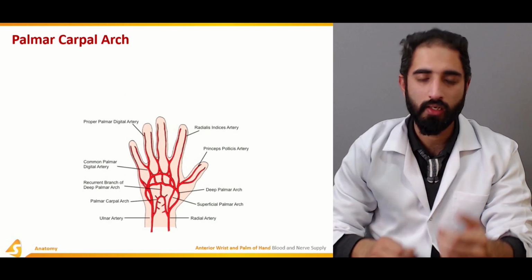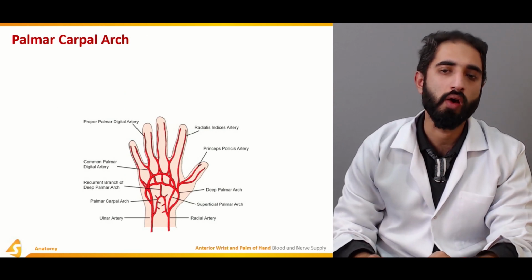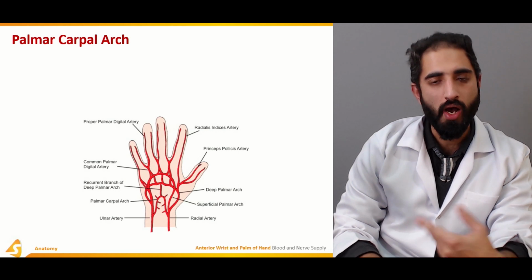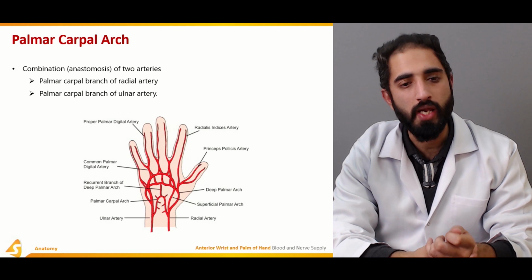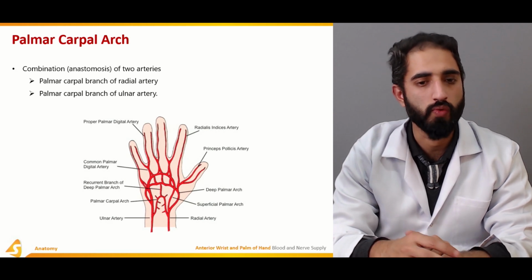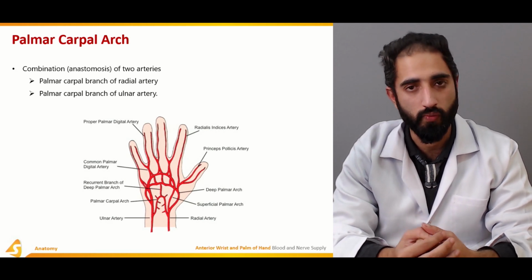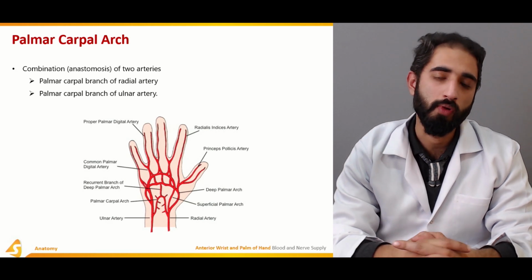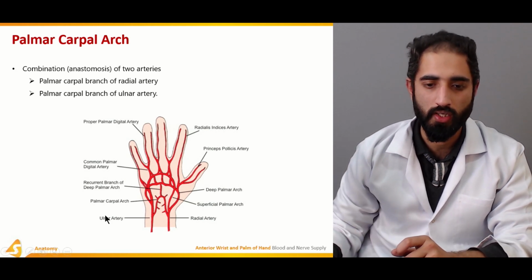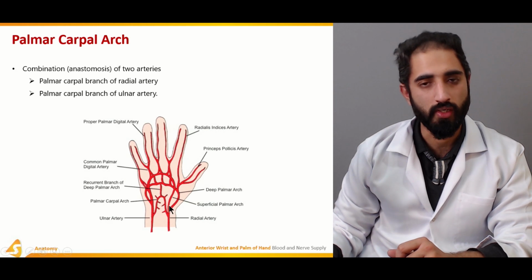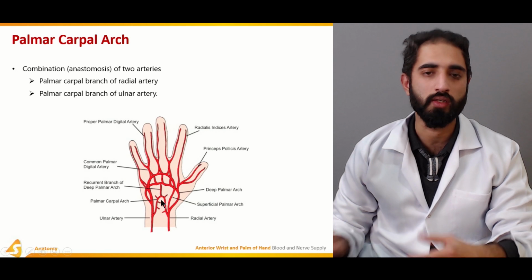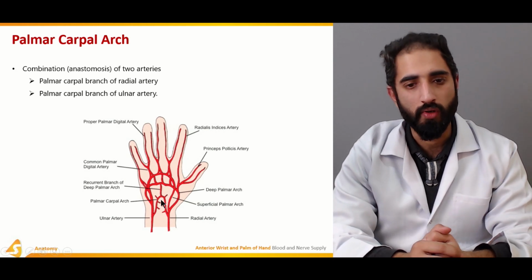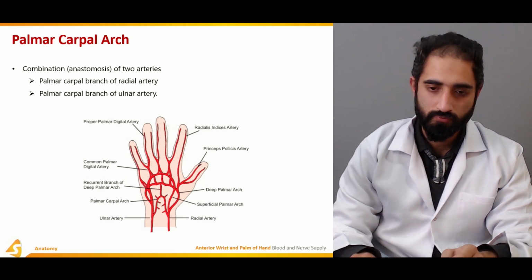Now, talking about the blood supply or the arterial supply of the hand. So, first of all, we have the palmar carpal arch. Palmar carpal arch is made from the combination of the two arteries, which are actually the palmar carpal branch of the radial artery and the palmar carpal branch of the ulnar artery, as we can see here. So, this is the ulnar artery and the radial artery, and the palmar carpal branch of both of these arteries actually meet up in the center to form the palmar carpal arc.